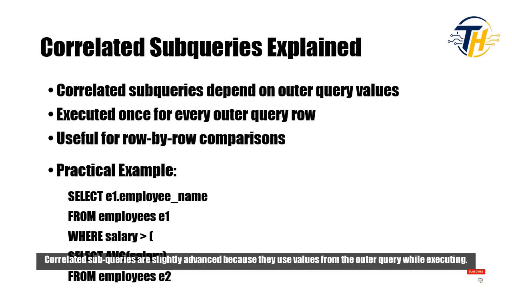Correlated subqueries are slightly advanced because they use values from the outer query while executing. This means the inner query runs repeatedly for every row processed by the outer query. These queries are useful when comparing records within groups such as department-wide salaries or branch-wide sales. In business environments, HR teams may use this logic to identify employees earning above their department average. In this example, the query compares each employee's salary against the average salary of their own department.